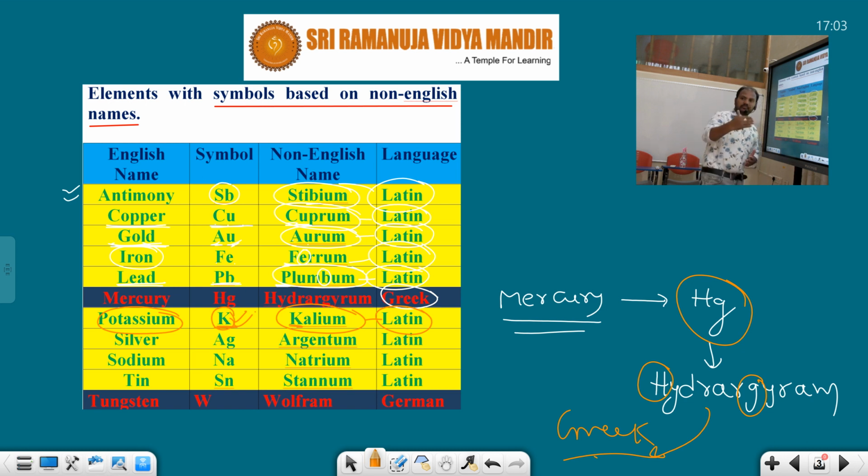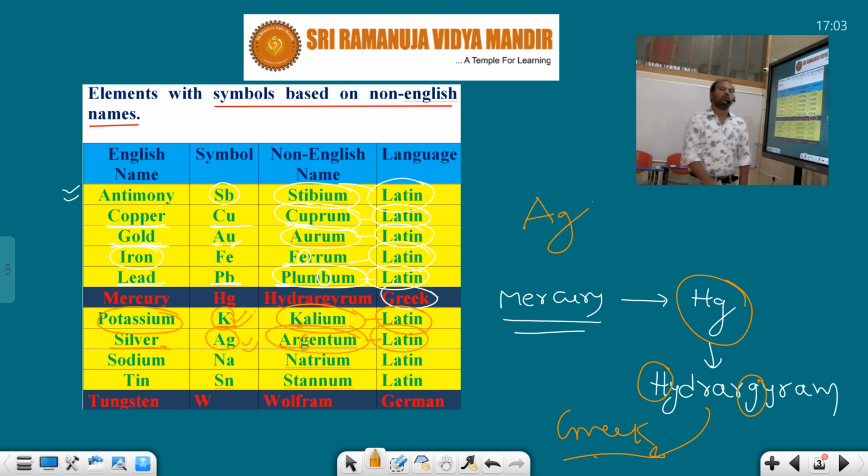In the Latin word kalium, the first letter is K. That's why it indicates potassium. After that, silver, but the symbol is Ag. Again, it is derived from a Latin word, argentum. In argentum, the first letter is A, and the prominent letter, the third letter, is taken as G. Ag. In Ag, the first letter should always be a capital letter, and the second letter is indicated as a small letter.